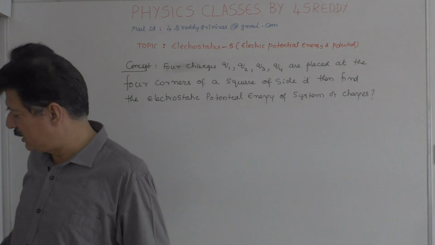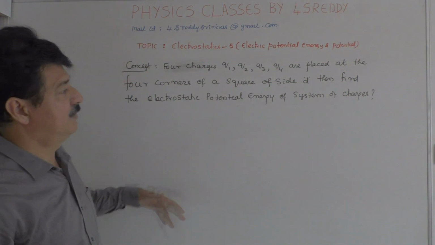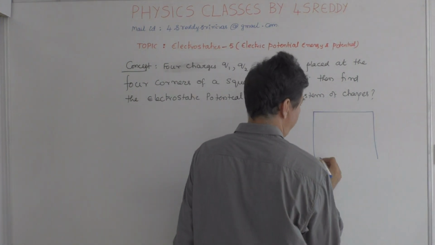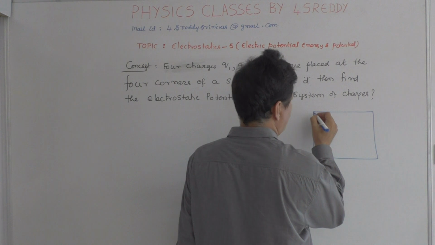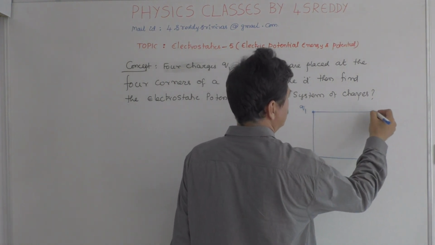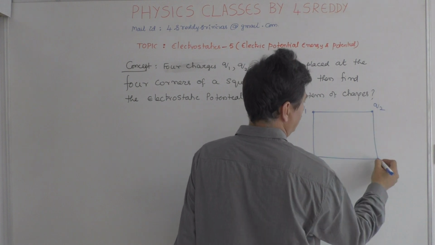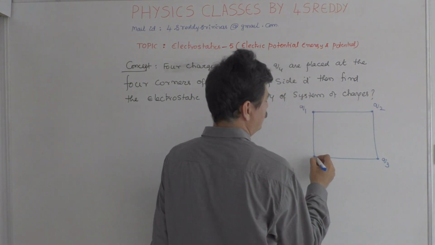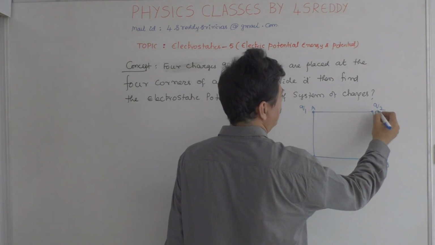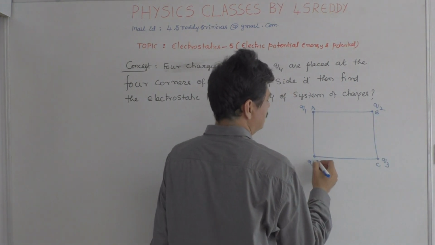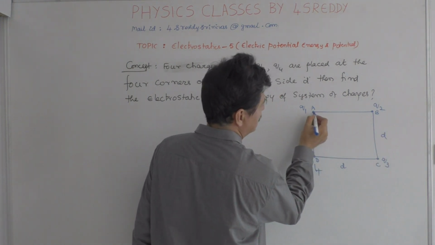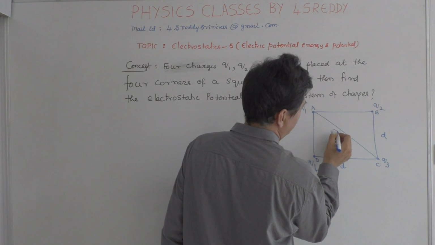Here you can always take that when you are given 4 charges, you keep them like this. Let us say this is Q1, this is Q2, Q3, and this is Q4. And the places, let us say A, B, C, and D. This distance is D, this distance is D. This will become root 2D.